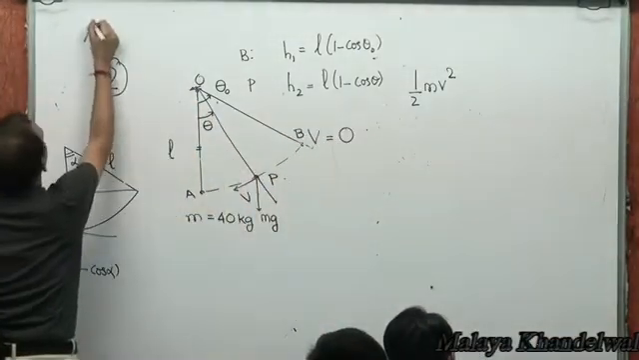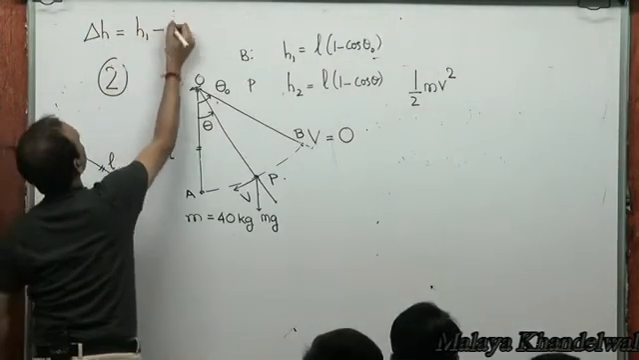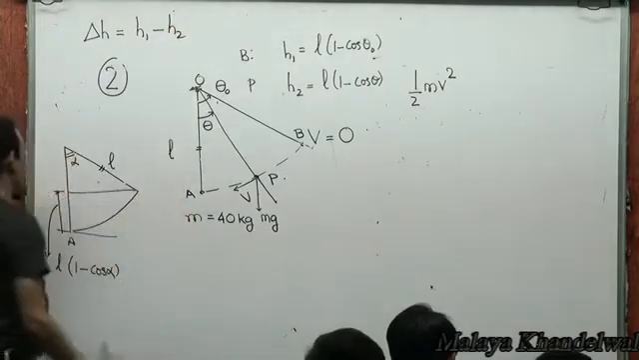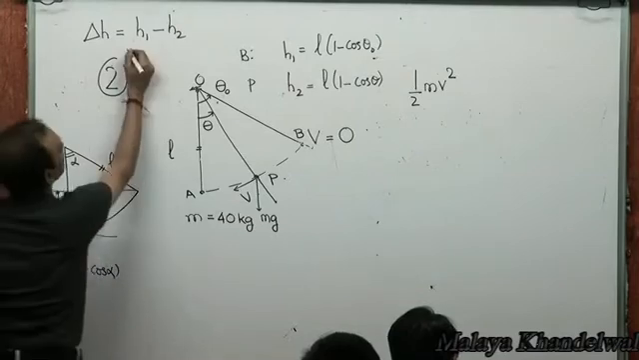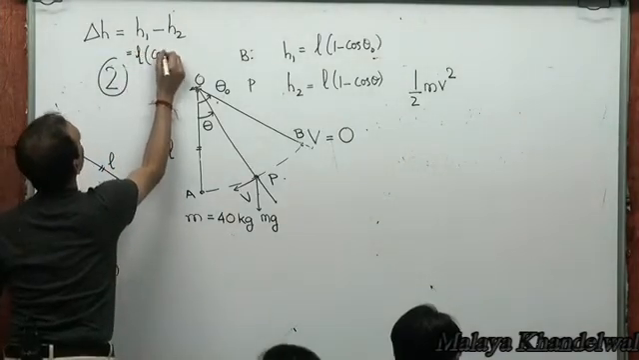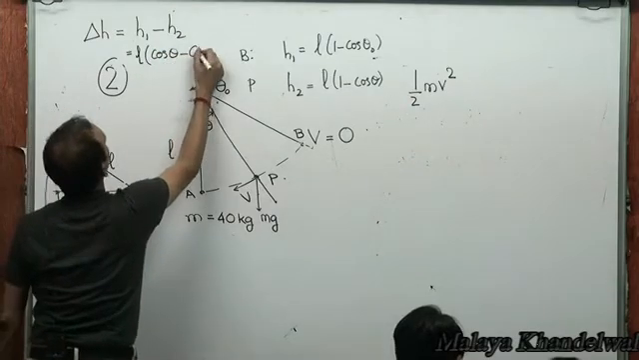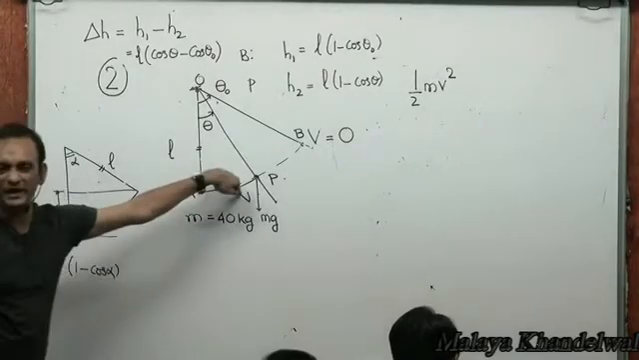What is loss in elevation between B and P? Delta H, which is initial elevation, which is higher, minus final elevation, which is lower, H1 minus H2. Yes or no? Right? Which is L into cos theta minus cos theta naught. That's the loss in elevation when you go from B to P.